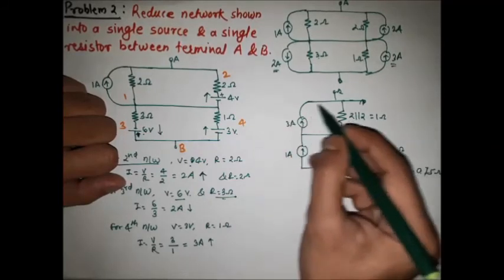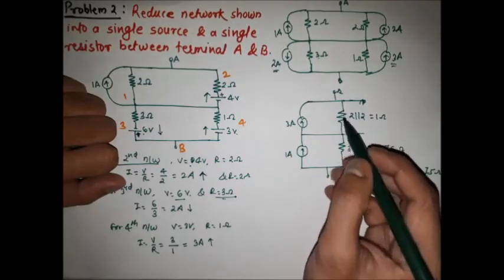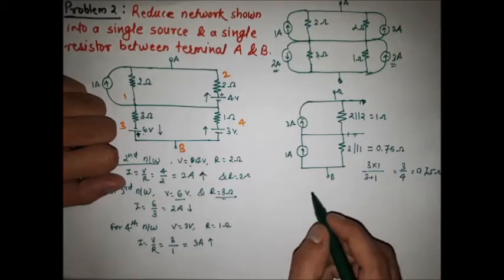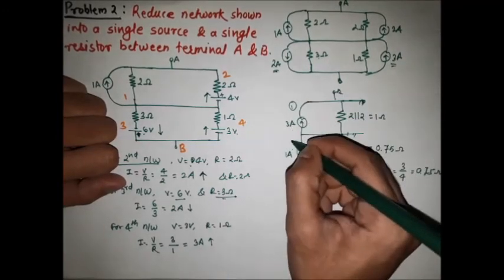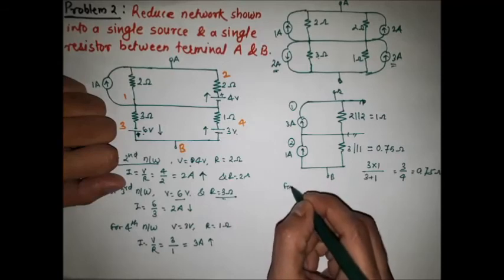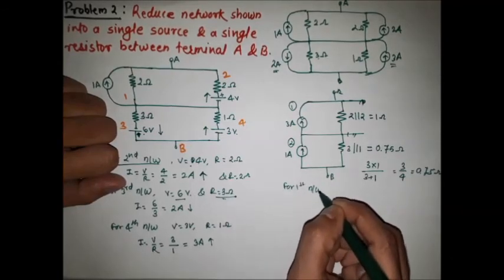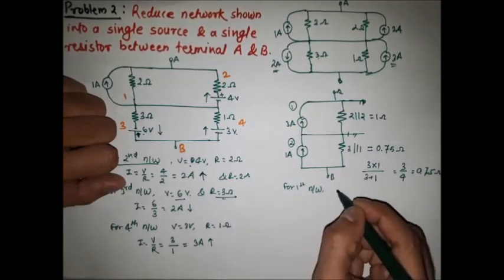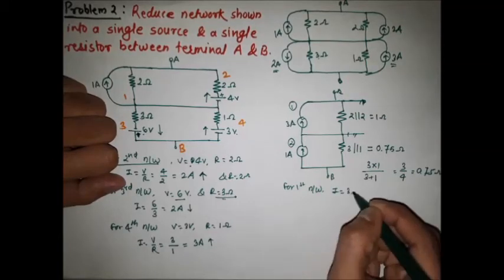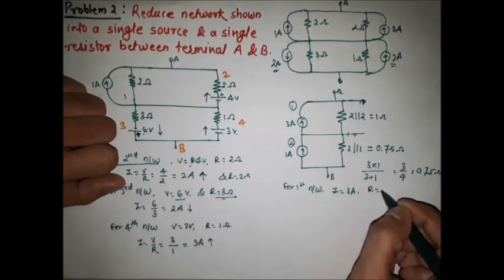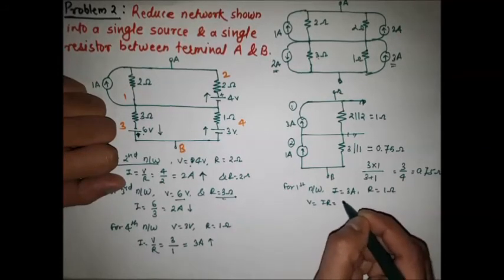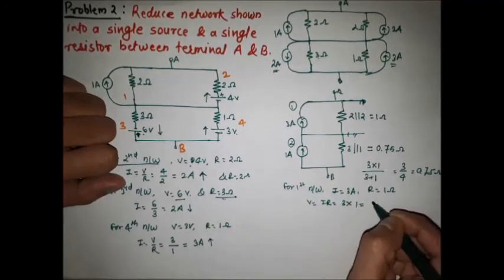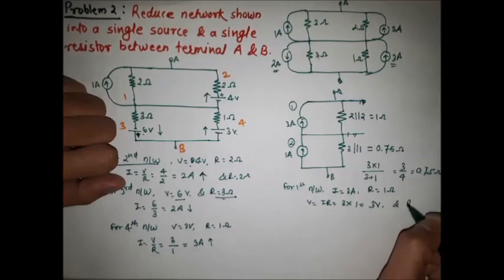Now we are converting this parallel combination of current and resistance into the series combination of voltage and resistance. Suppose this is the first network and the second network. For the first network, I is equal to 3 ampere and R is equal to 1 ohm. So V is equal to IR, which is 3 into 1, equal to 3 volt, and R is equal to 1 ohm. It is not changed.